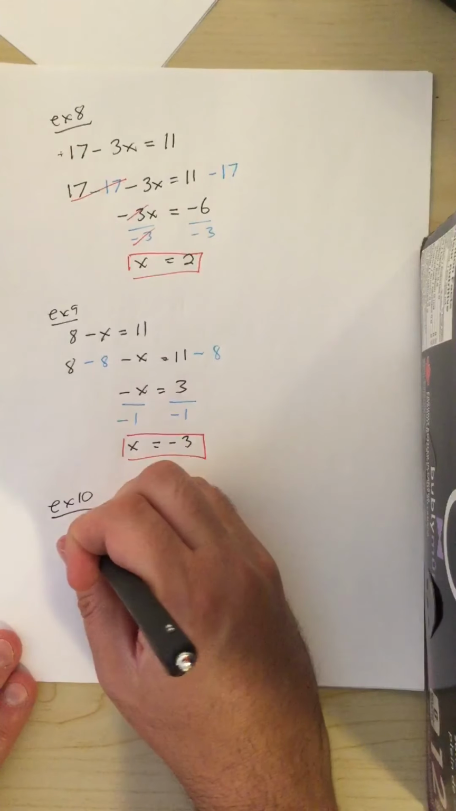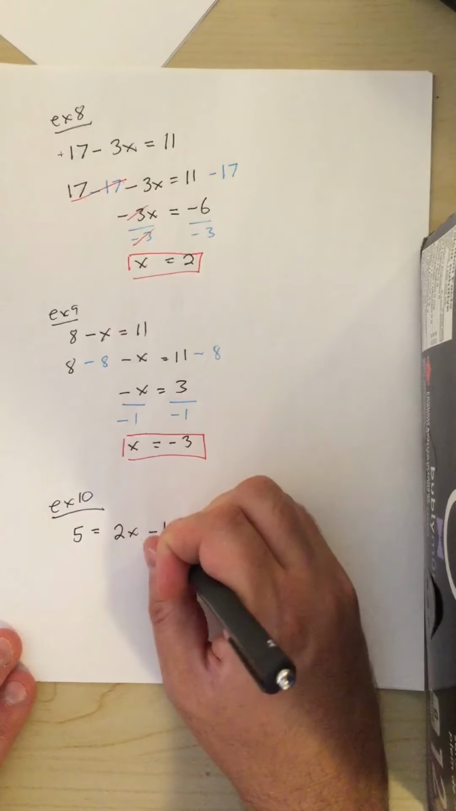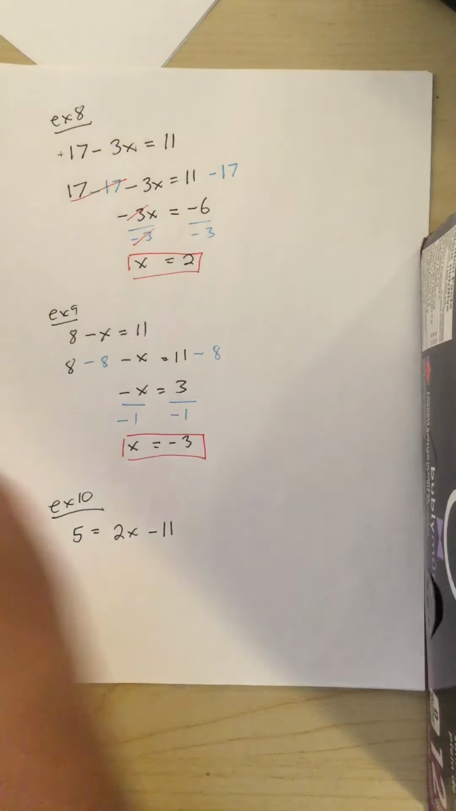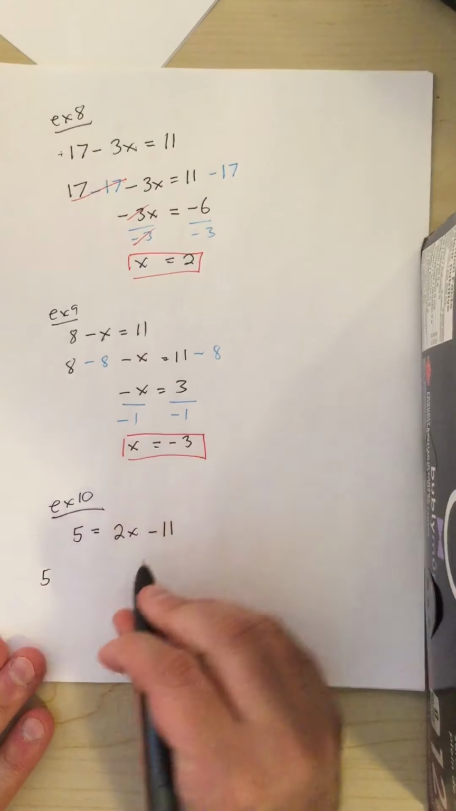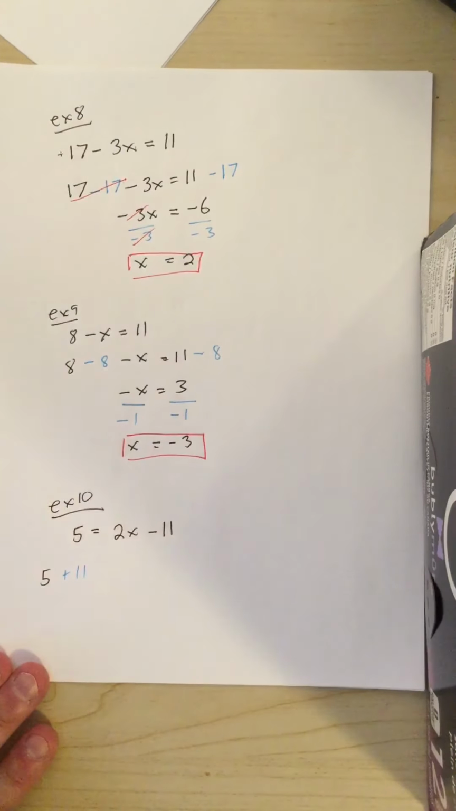Example 10. 5 equals 2x minus 11. Here the x is on the right side instead of being on the left side. There's no reason that the x has to be on the left side, so I'm going to actually keep it on the right side. What I'm going to do to both sides, that was a minus 11, I'm actually going to add 11 to both sides.